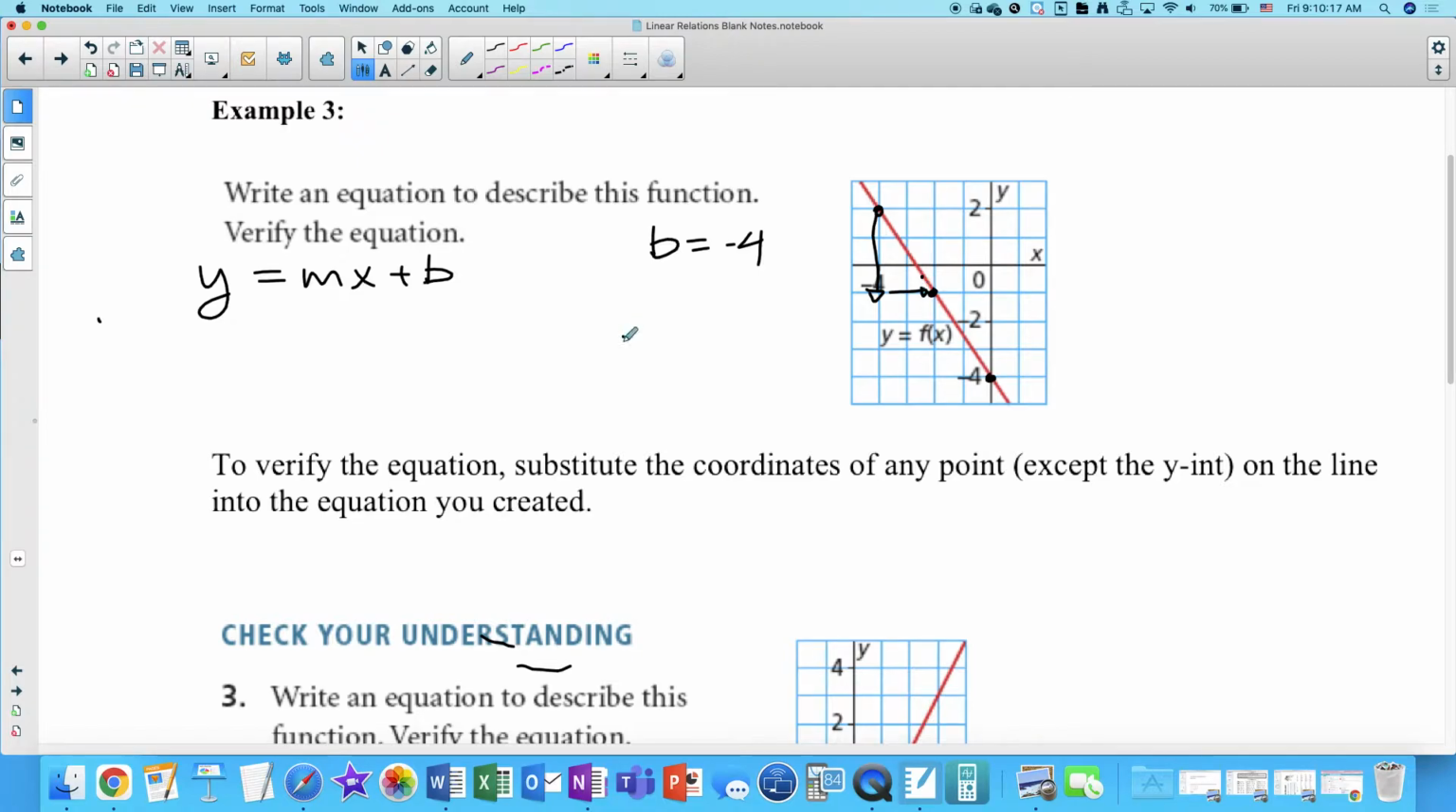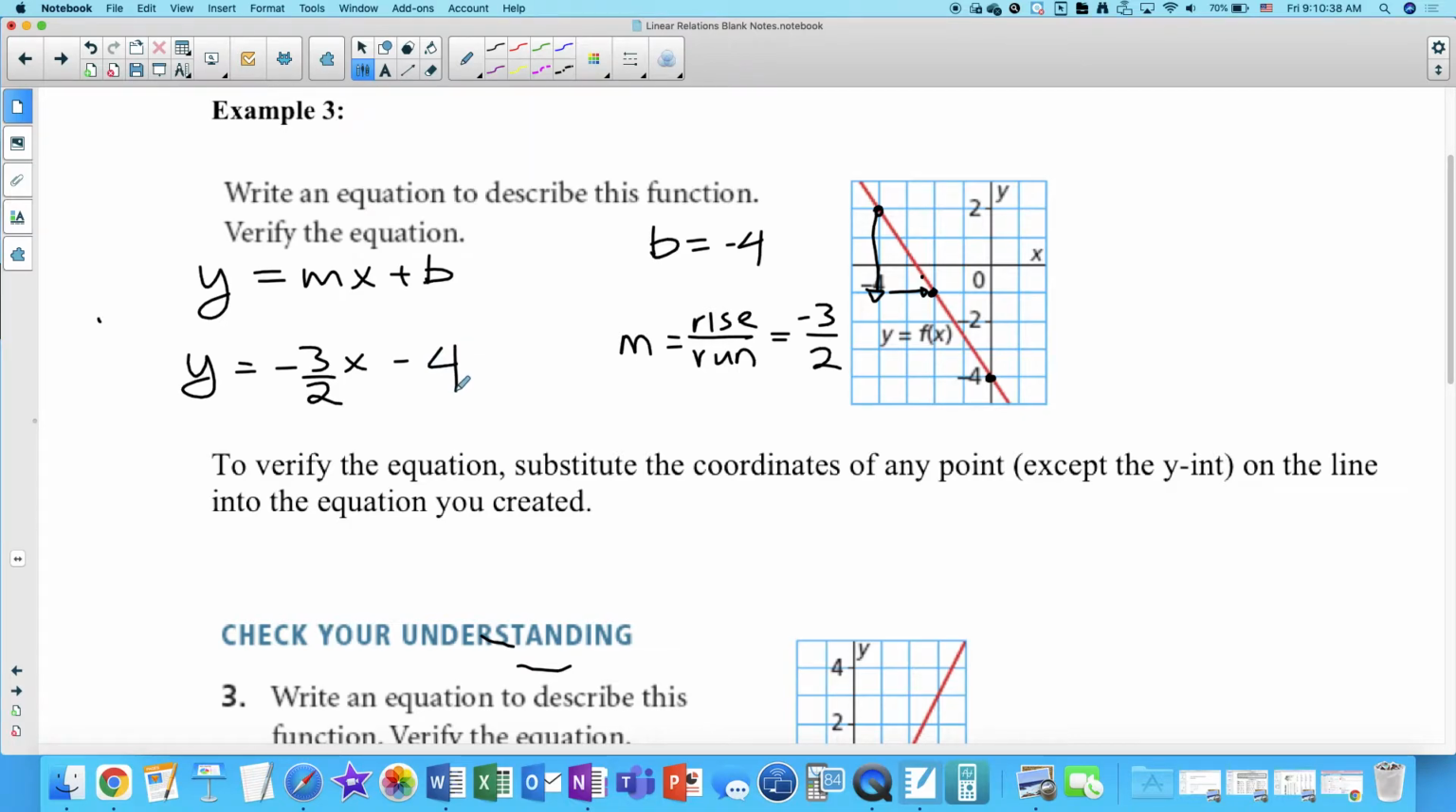So m is rise over run. And here we go down 3, so the rise is negative 3, and then right 2, so over 2. Okay? Once you know those two values, you just plug them in. Negative 3 over 2 x minus 4. And there's our equation.